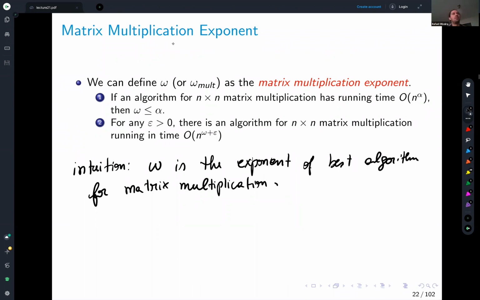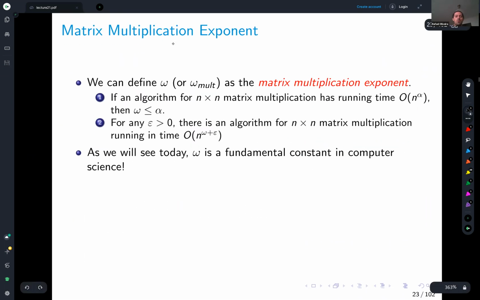Does that make sense? So that's kind of the intrinsic exponent for matrix multiplication. It may not be the case that there is one algorithm which achieves this omega, but what we want is, if you take omega and you add any constant epsilon, there will be an algorithm that has exactly that running time. Does that make sense? So that's how we formally define this omega, the matrix multiplication exponent. Okay, cool.